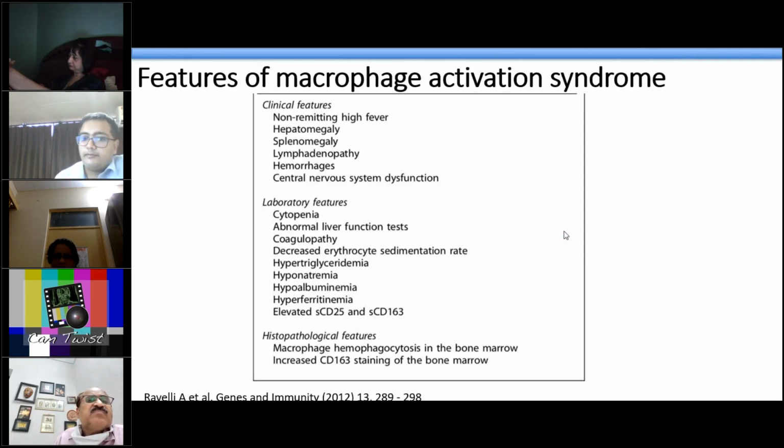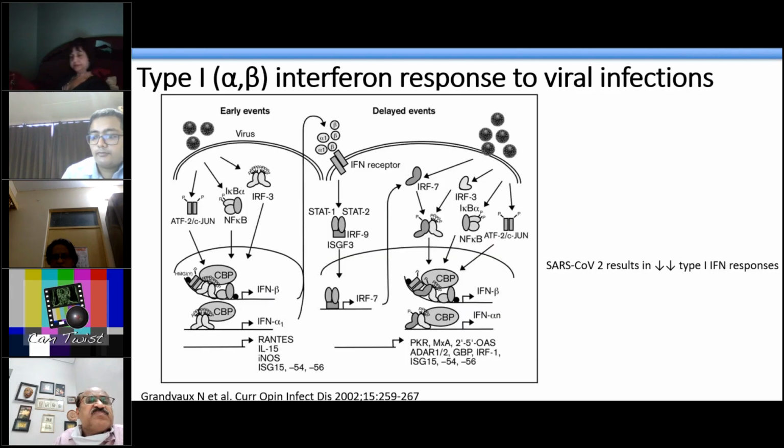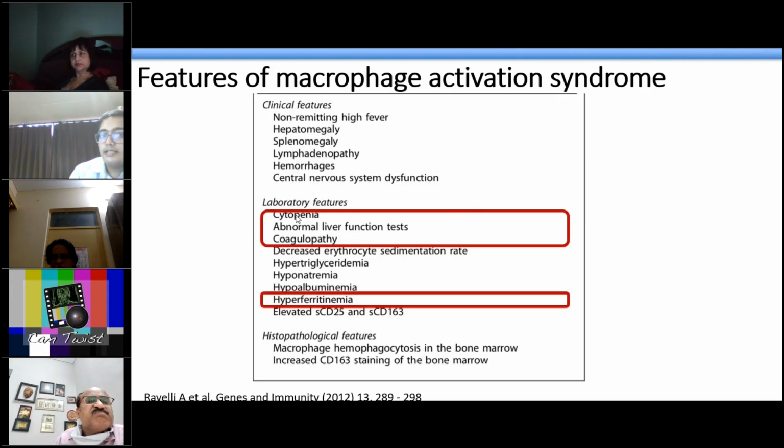And just briefly, particularly for those who are treating these patients, these are the features of classical macrophage activation syndrome, and these are features that you see in patients with severe SARS CoV-2 infections: cytopenias, abnormal liver function tests, coagulopathy, hyperferritinemia. So when you see abnormal liver function tests, don't get carried away. Don't think that this is going to affect your treatment, because this is a part of the disease itself.